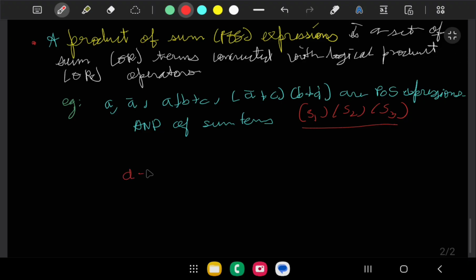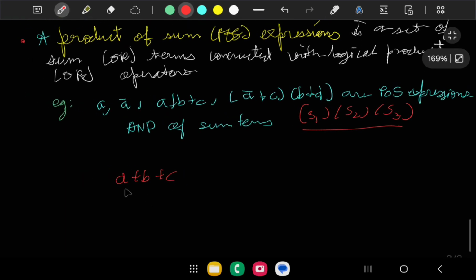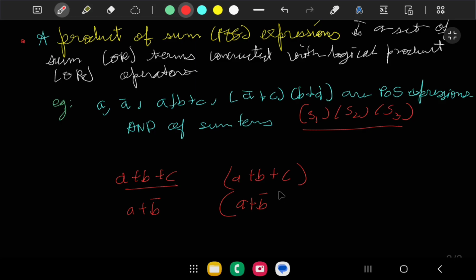Look at this. Is this product of sum? How? See, because this is simply your A plus B plus C. Product of sum only. This is product of sum. Right? This is a sum term. So this is a product of sum. You can think like this.